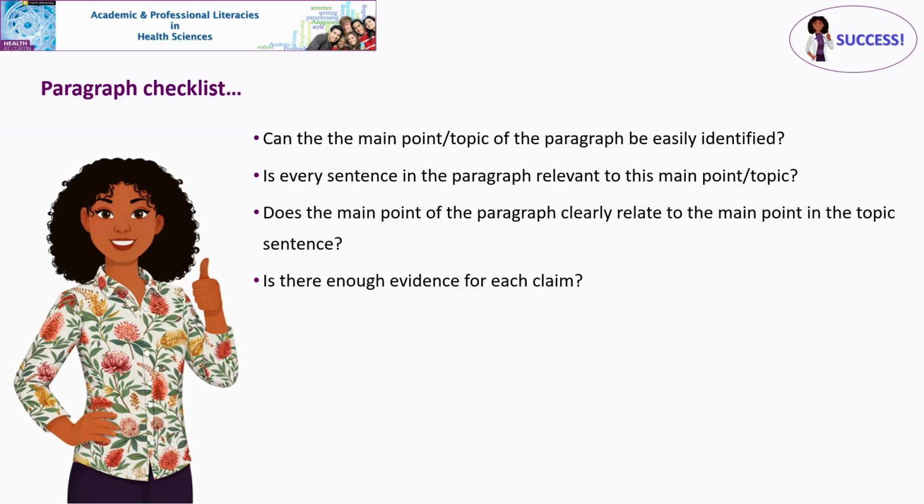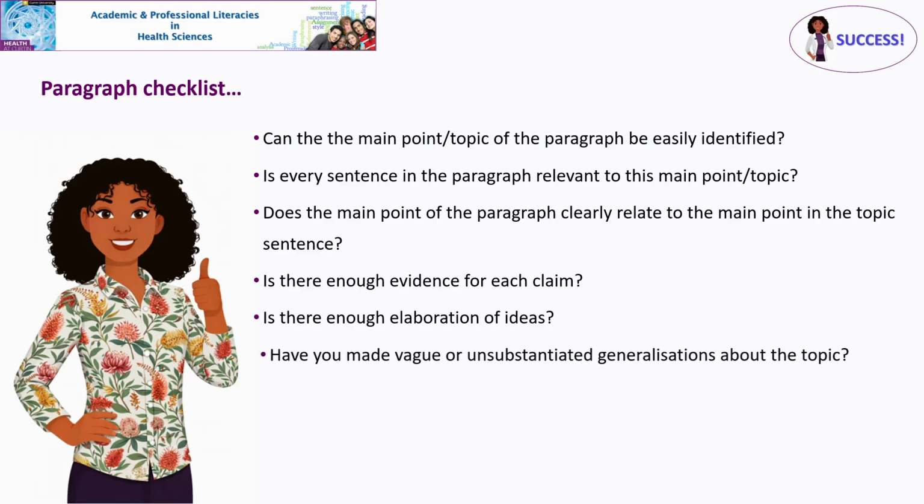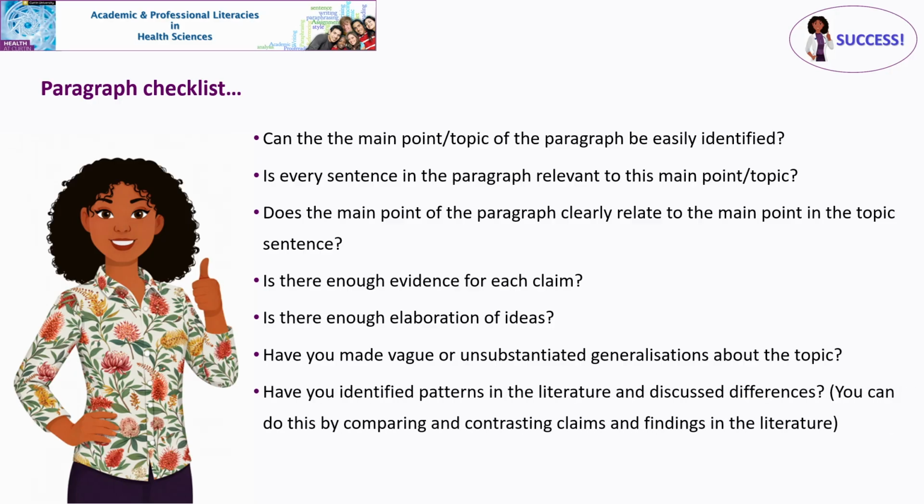Is there enough evidence for each of the claims that are made in the text? Do you provide enough elaboration of ideas? On the other hand, have you made vague or unsubstantiated generalizations about the topic? And if you have, then you've got to go back and rework it. And have you identified the appropriate patterns across the literature and discussed differences through comparing and contrasting claims and findings from the literature?